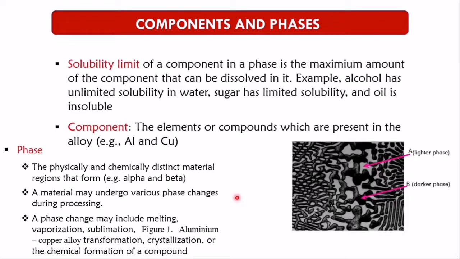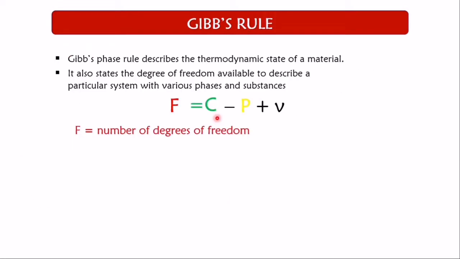So we want to talk about the Gibbs rule, as I talked about. The Gibbs rule describes the thermodynamic state of the material. It also states the degrees of freedom available to describe a particular system with various phases and substances. So this is the formula for finding the degree of freedom. The degree of freedom shows you whether the position you are looking for is constrained, not constrained, or fixed. So you understand that if the degree of freedom is 0, it means that it's at the triple point. If the degree of freedom is 1, it means that it's on a curve. And if the degree of freedom is 2, it's at a specific phase, right?